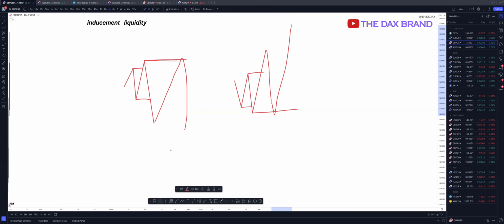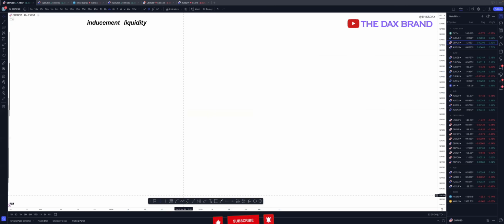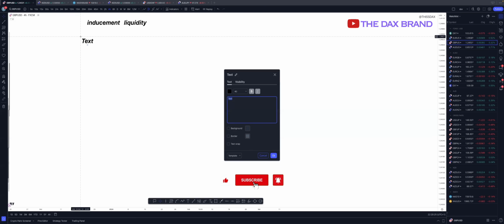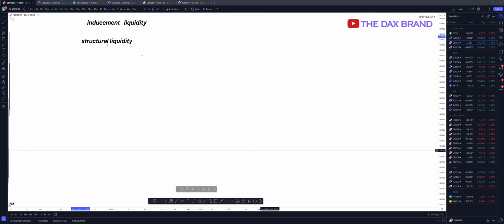Now, let's move on to structural liquidity. The do's and don'ts of structural liquidity. I hope you guys understand inducement. Structural liquidity. So the do's and don'ts of structural liquidity. But one thing about structural liquidity is this.